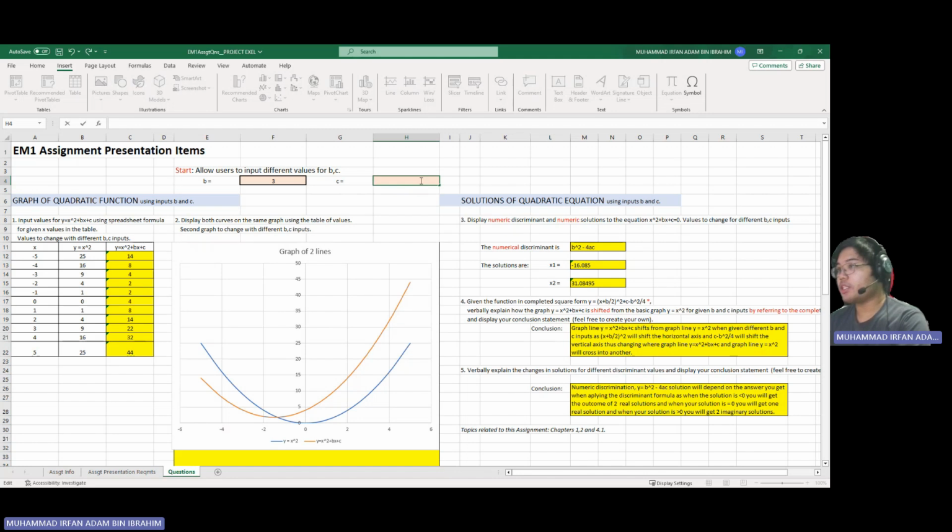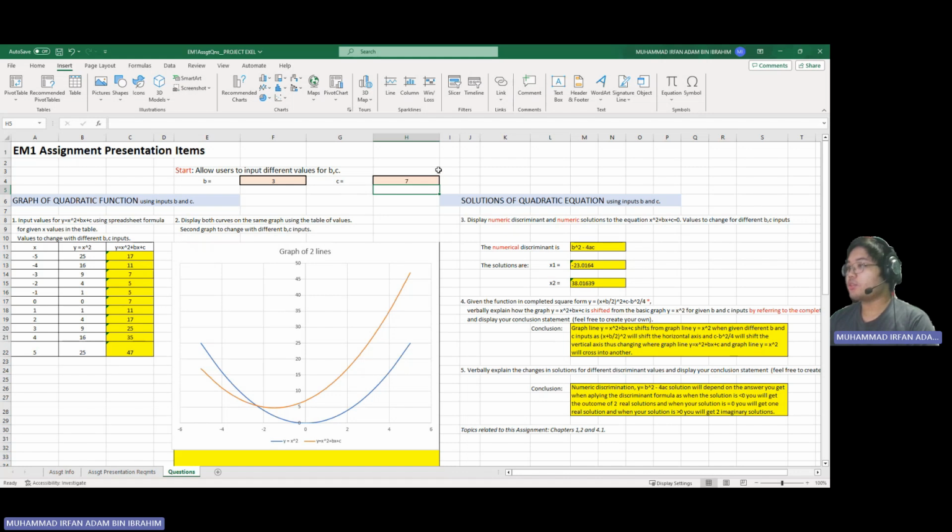Moving on to solutions of quadratic equations. Display numeric discriminant and numeric solutions to the equation x squared plus bx plus c equals 0. Values to change for different b and c inputs.